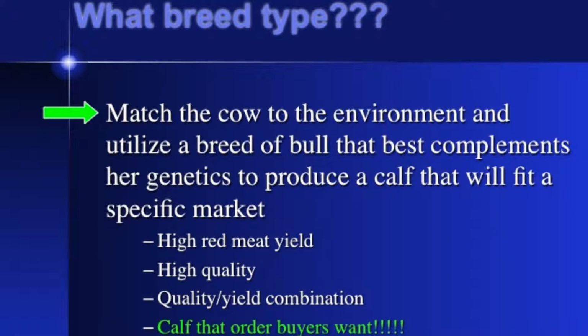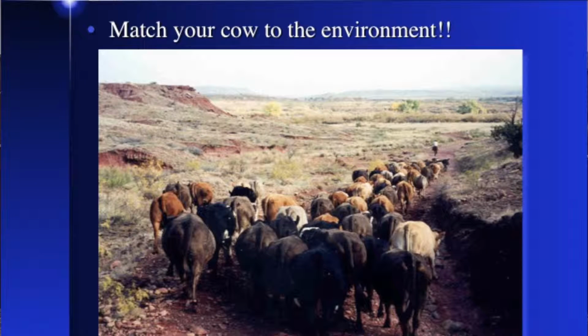But match the cow to the environment. I don't care where your environment is. This picture was taken on the Spade Ranch in New Mexico. A little smaller type cow, predominantly English Continental, and you can see those tough conditions that it's in there. So regardless of condition, figure out what it is.